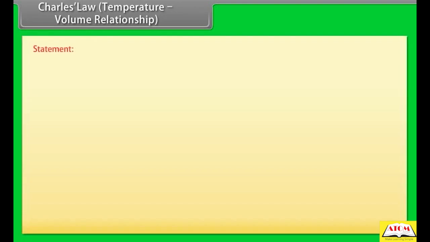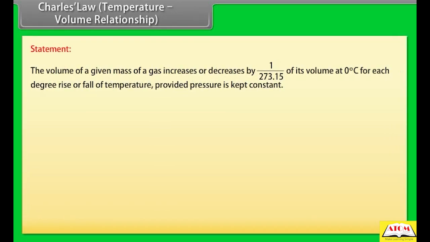Charles' law, temperature-volume relationship. Statement. The volume of a given mass of a gas increases or decreases by 1 by 273.15 of its volume at 0 degrees Celsius for each degree rise or fall of temperature provided pressure is kept constant.